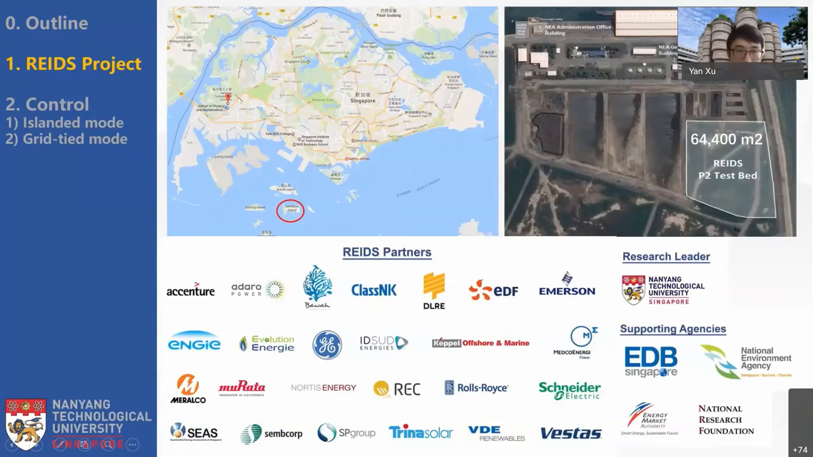So this is our university, and this is the so-called Semakau Island, where the microgrid project is built up. In this island, we have about 64,000 square meters to build up this microgrid testbed. As I said, this is an industry-oriented project. So we have received funds from the government agency, and we also have industry partners. So far, we have more than 20 industry partners involved in this project.